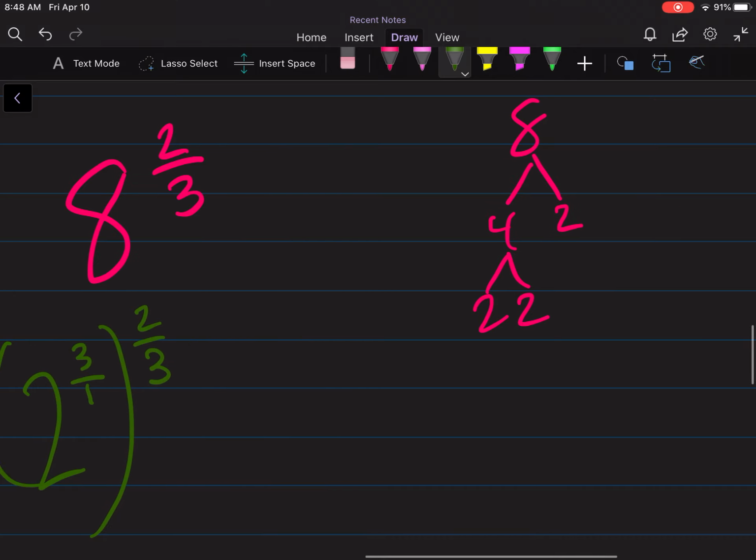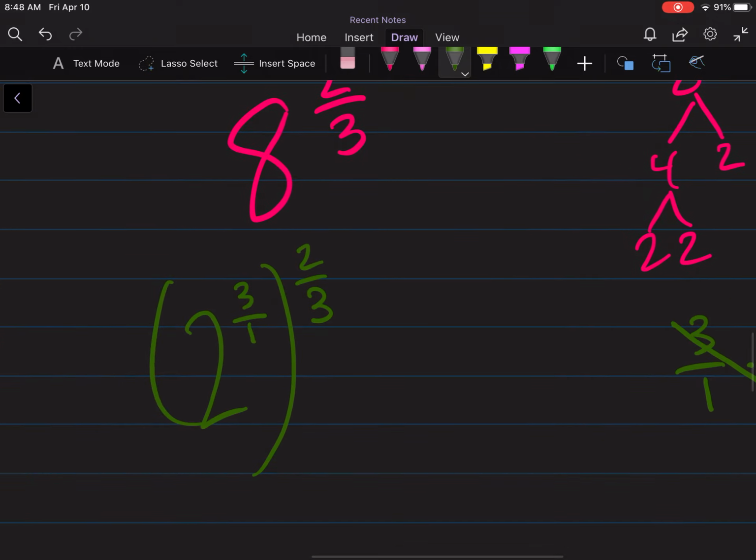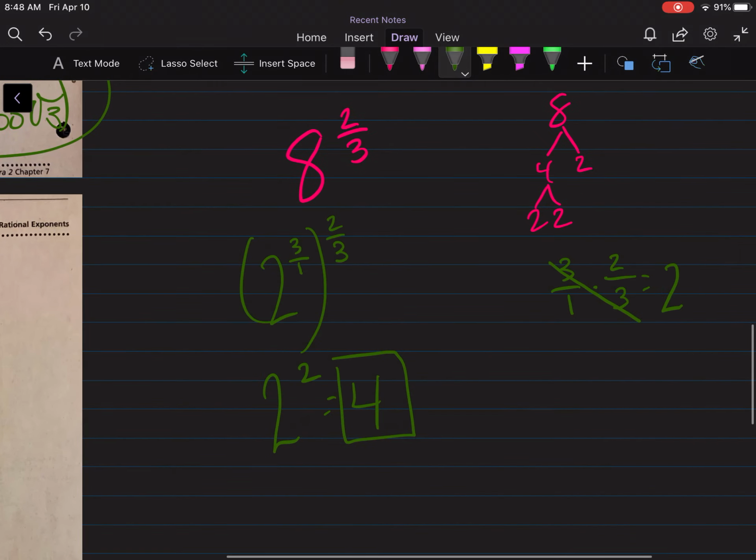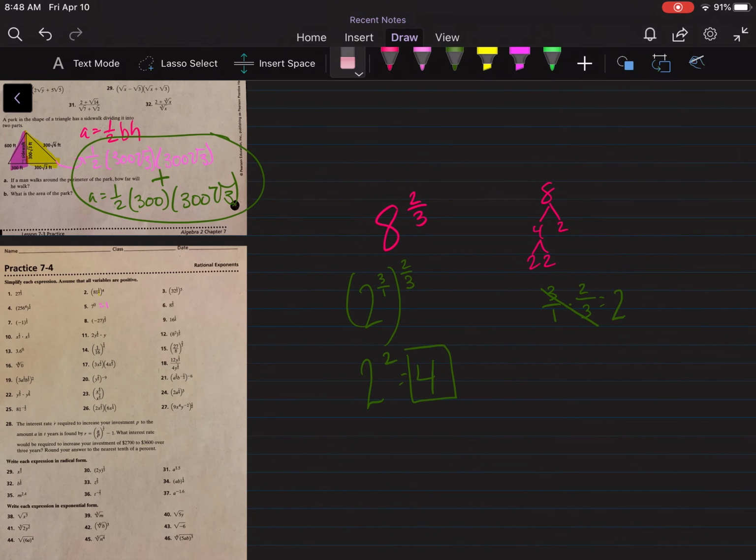Now remember, when you have 3/1, and because you're taking a power to a power right there, you're going to multiply them times 2/3. These 3's cancel out, and you just get 2. So now you're going to be left with 2 to the 2nd power, or 2 times 2, which is 4. And that is your answer. I'll do one more of that type for you.